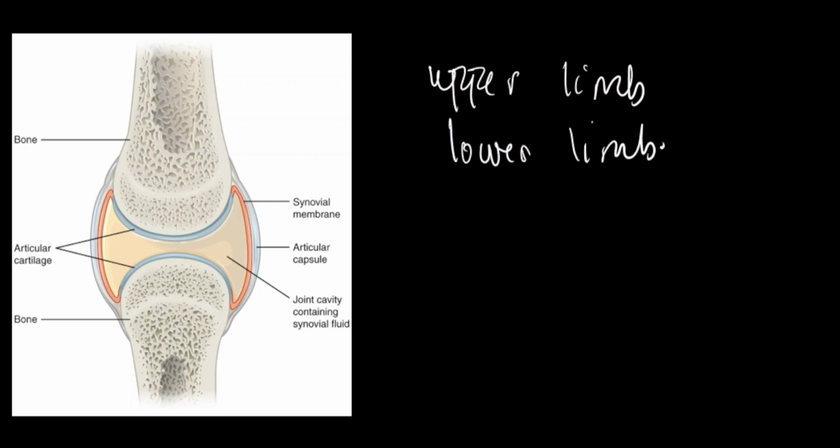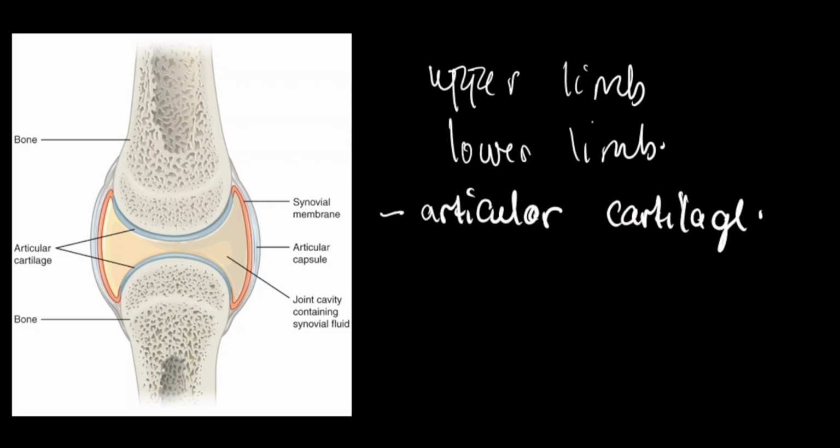Okay, now in this picture we can see the structure of the synovial joints. In the synovial joint we have the articular cartilage. The articular cartilage is a hyaline cartilage, and it's the cartilage that covers the articulating surface of the bone. In this picture, highlighted in red, we can see the articular cartilage, made of hyaline cartilage. It's what covers the epiphysis at the articulating surface.